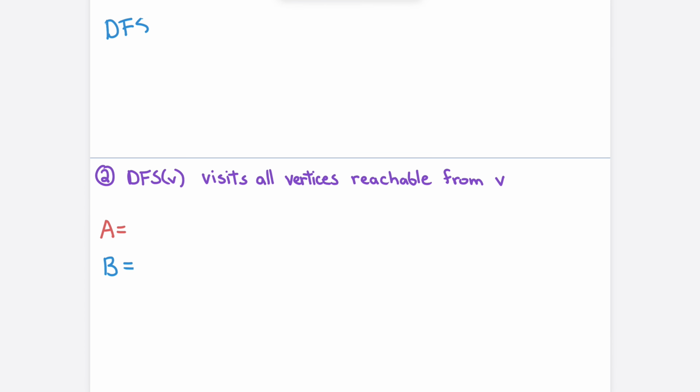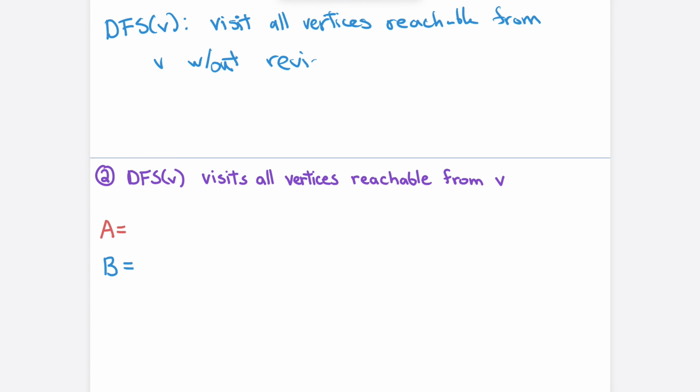So if I write DFS of V, and we can see that there is no recursive spec, but this time we can say that we're not revisiting the previous. So this will visit all vertices reachable from V without revisiting V. Which indeed is kind of what we're implementing.